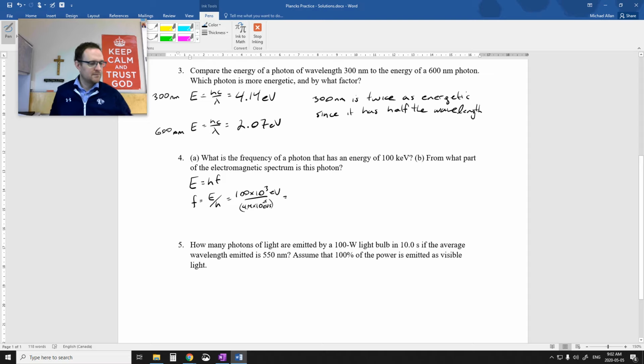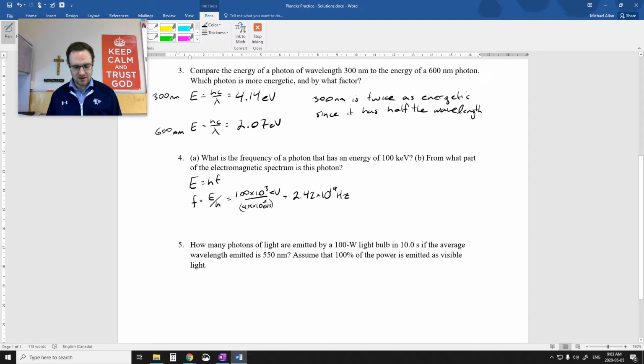Cool. So 100,000 divided by 4.14 e to the negative 15. Okay, so we get our frequency of 2.42 times 10 to the 19 hertz.